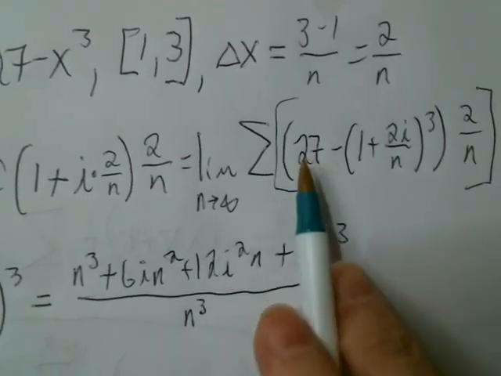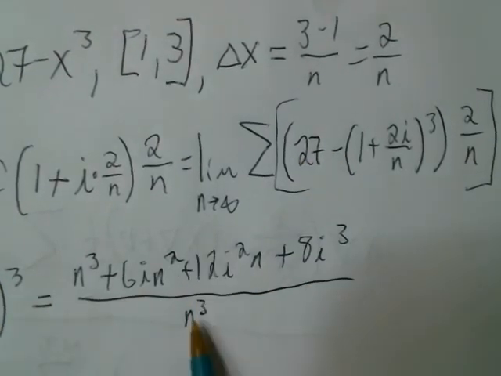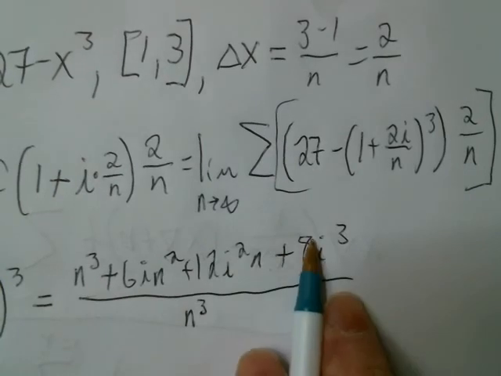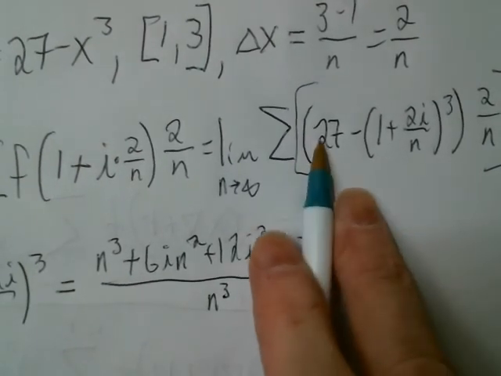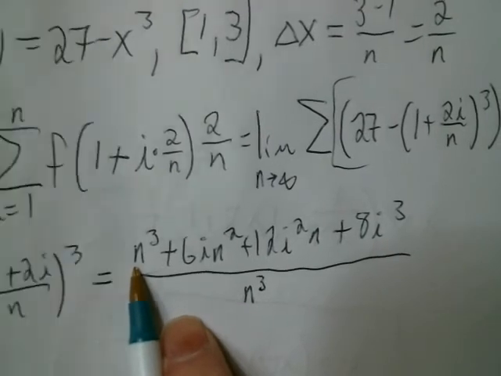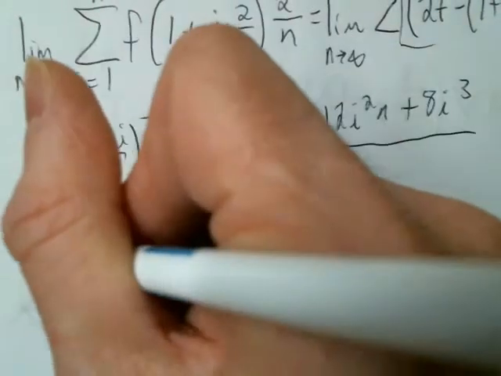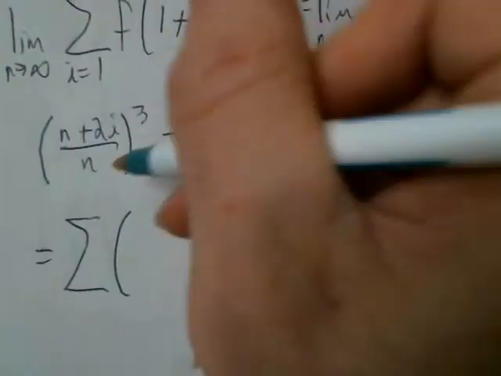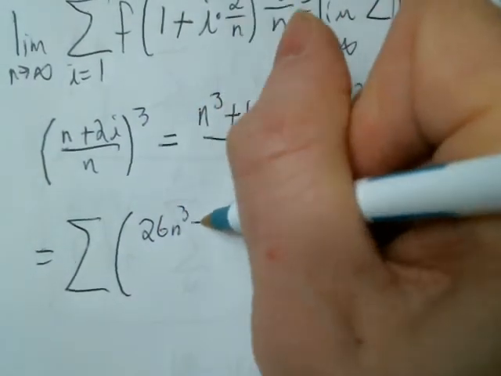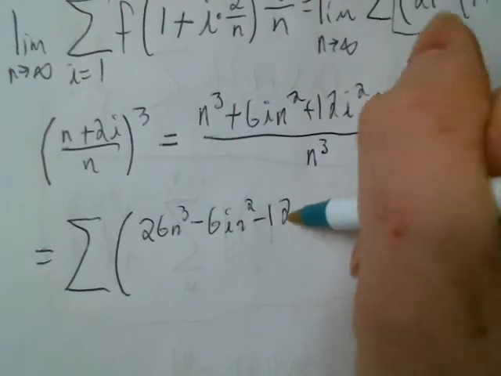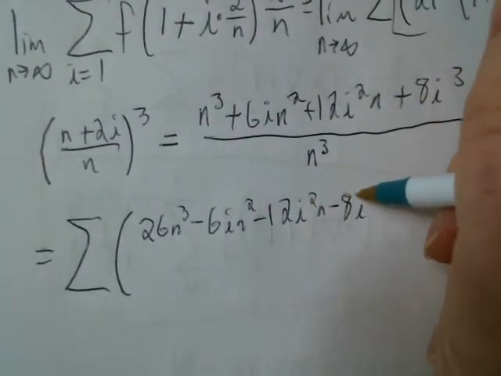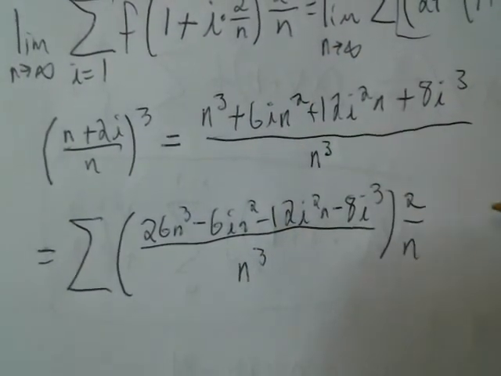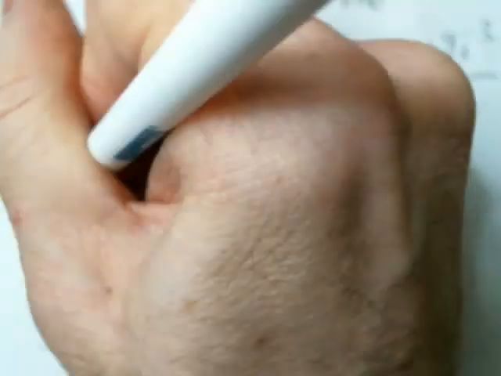This minus this thing, I'll find a common denominator of n cubed. So this would be 27n cubed over n cubed minus this whole thing. When I subtract, it'll be 27n cubed minus n cubed, which is 26n cubed as the leading term on that polynomial. So let me jump to that part. I then have 26n cubed minus 6i n squared minus 12i squared n minus 8i cubed, all over n cubed, and then times 2 over n. And of course, we're taking the limit of this thing.